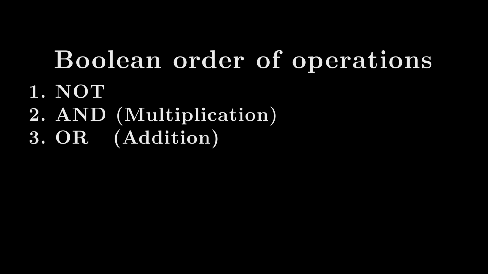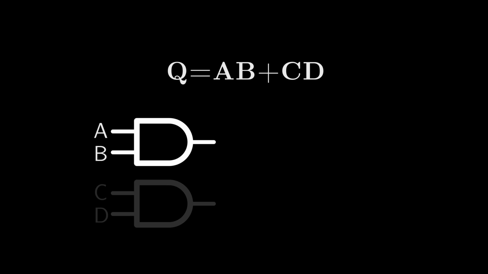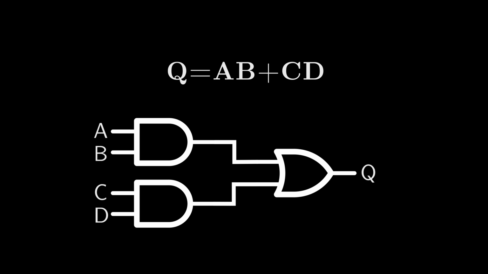You know that in normal algebra, the order of operations tells us that multiplication takes precedence over addition, and this actually applies to Boolean algebra as well. When you want to take a Boolean expression and draw the circuit that it represents, you have to remember that AND comes before OR. So if we take the expression A and B or C and D, we AND A and B together and C and D together first, and then OR those two outputs together.